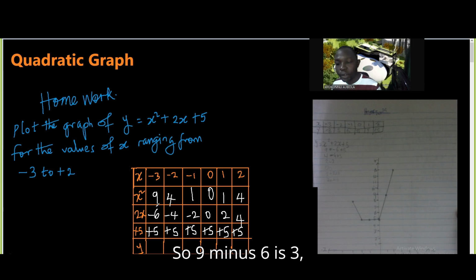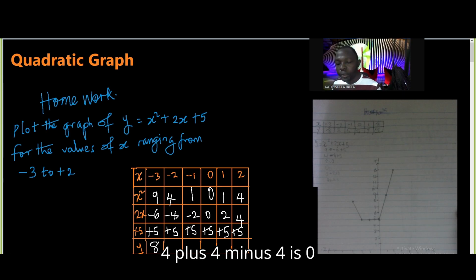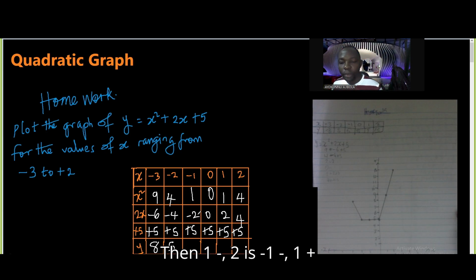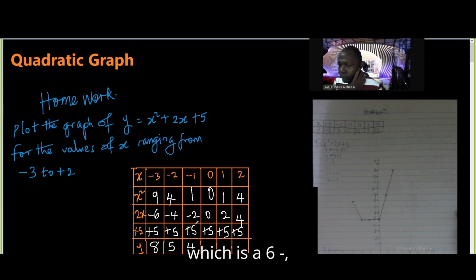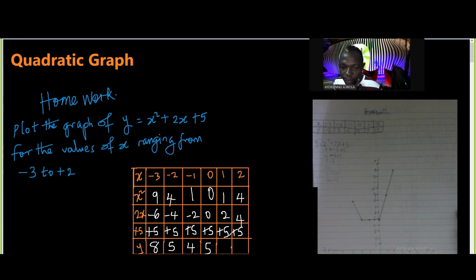So 9 minus 6 is 3. 3 plus 5 is 8. 4 minus 4 is 0, so this is 5. Then 1 minus 2 is minus 1. Minus 1 plus this, that is 4. Which is 6 minus 2. So 5 plus 0, this is 5. This is 7. And this is 9.